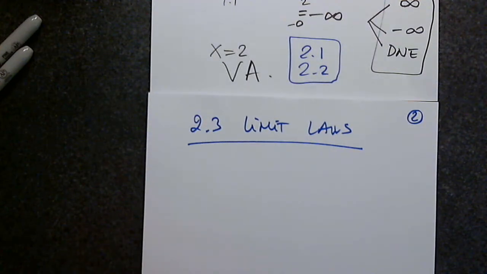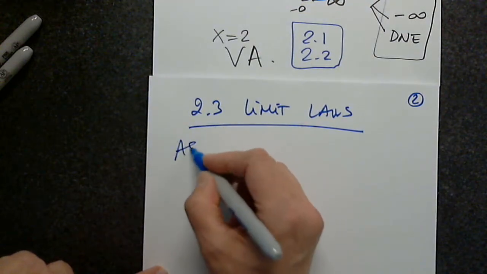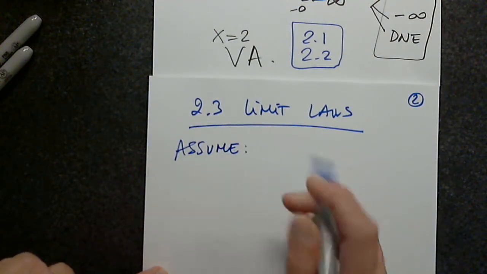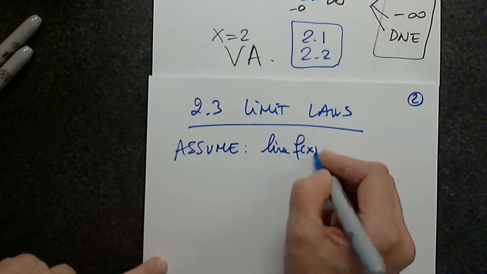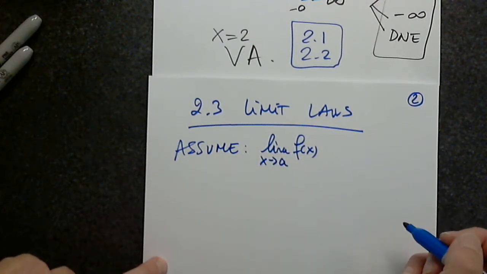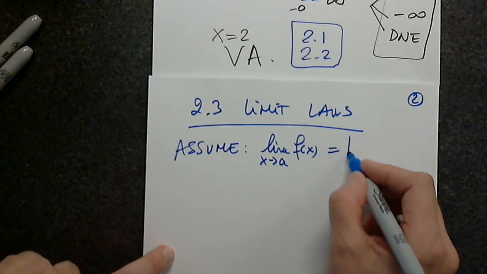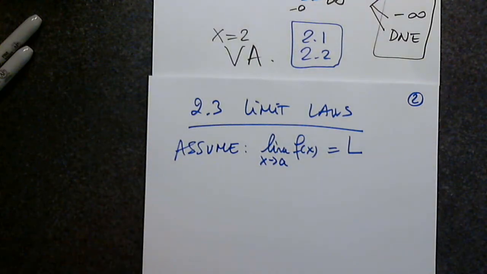We can't because we don't have the tools, not because we don't want to. Okay, so let's assume the following. That the limit of a function f of x as x approaches a from either side is L, which means it exists, which means the left limit and the right limit exist and they're both the same. Otherwise, the limit from either side will not exist, correct?